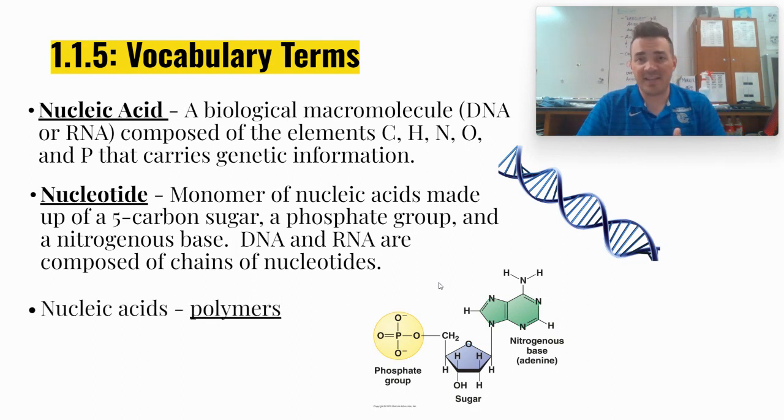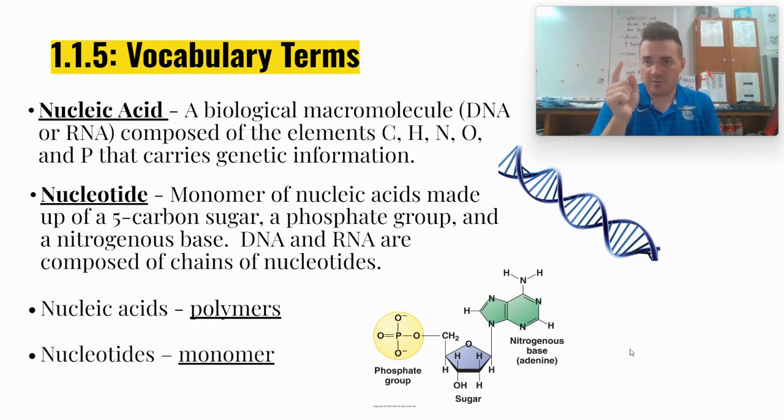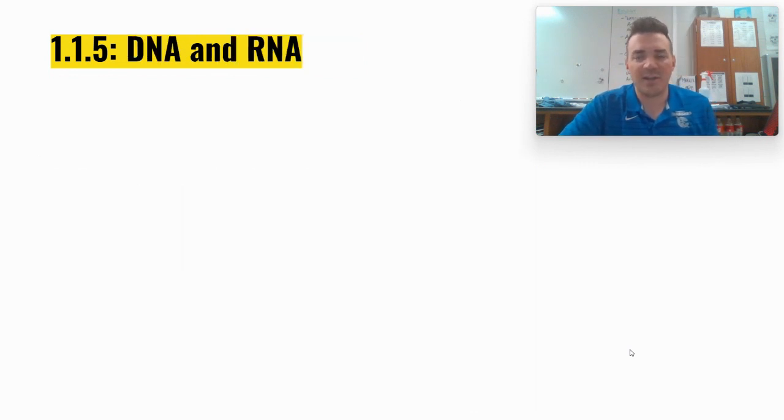So as a reminder, the nucleic acids, like DNA and RNA, are polymers, poly meaning many pieces put together to make a big molecule. And then nucleotides, those are the monomers, mono meaning one piece.